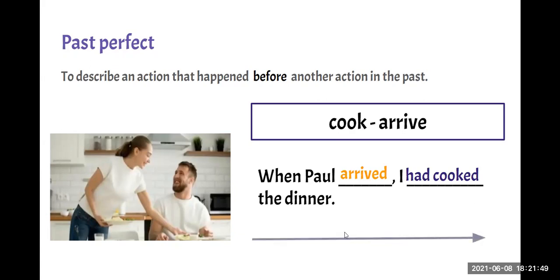No, right? As you can see here, we have the timeline. Here we have the past. I had cooked, and after that, he arrived. Yo había cocinado. Cuando Paul llegó, yo ya había cocinado. Ok, entonces para eso ocupamos el past perfect, cuando estamos describiendo una acción que pasa antes de otra. Yo había cocinado cuando Paul llegó.